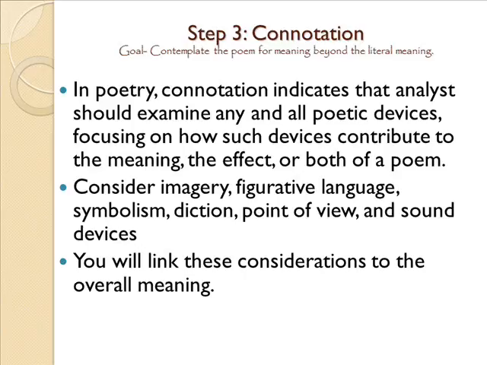The third step of poetry analysis is connotation. The goal in this step is to contemplate the poem for meaning beyond the literal meaning. In poetry, connotation indicates that the analyst should examine any and all poetic devices, focusing on how such devices contribute to the meaning, the effect, or both of a poem. You should be considering imagery, figurative language, symbolism, diction, point of view, and sound devices. Finally, you'll link all of these considerations to the overall meaning of the poem.